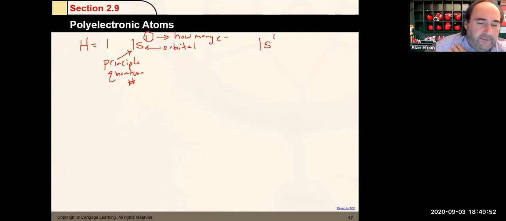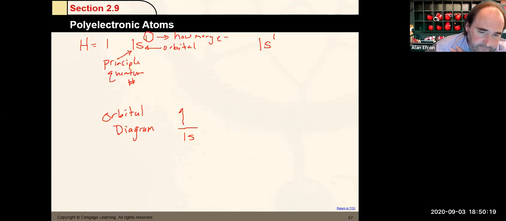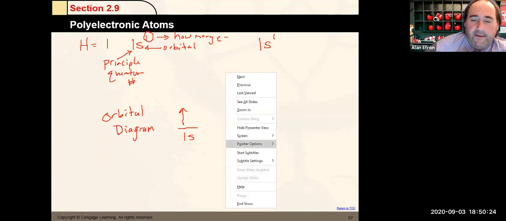We can also represent electron configuration by what is referred to as an orbital diagram. An orbital diagram uses either boxes or lines to represent the orbitals. I'm just going to use a line. Again, sometimes people will use boxes. This would be our 1s orbital. And for hydrogen, when that first electron goes in, it goes in the upwards direction. Any questions on that so far?